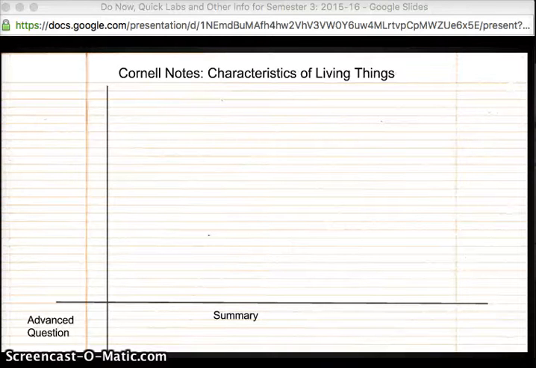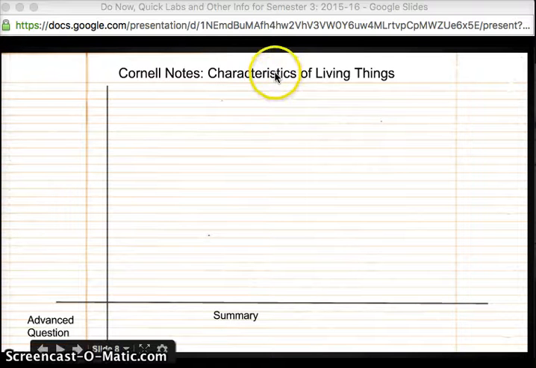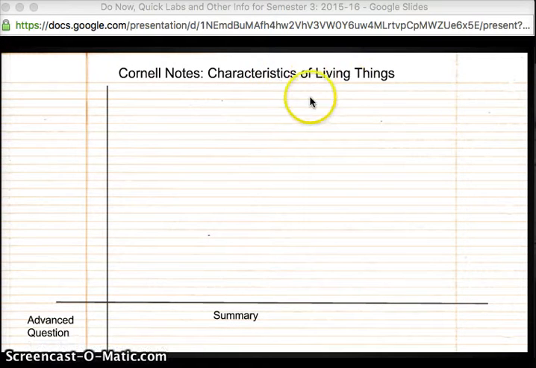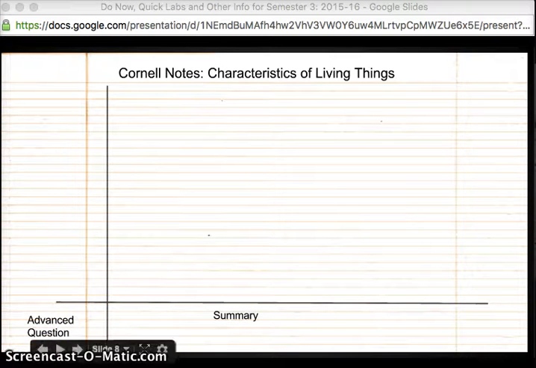Hello students. Go ahead and start writing your title, Cornell Notes, Characteristics of Living Things. Characteristics means how do we know something's alive? They're like traits or things to look for to know if something's alive or not. Set it up with the Cornell Notes style. We're going to have a summary at the end and an advanced question, which I'll grade at a later date.